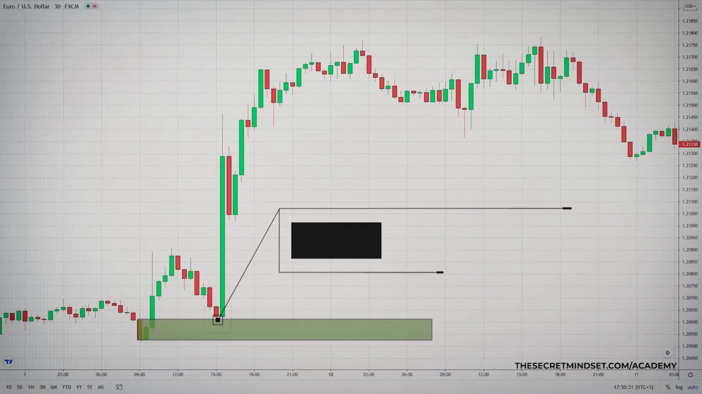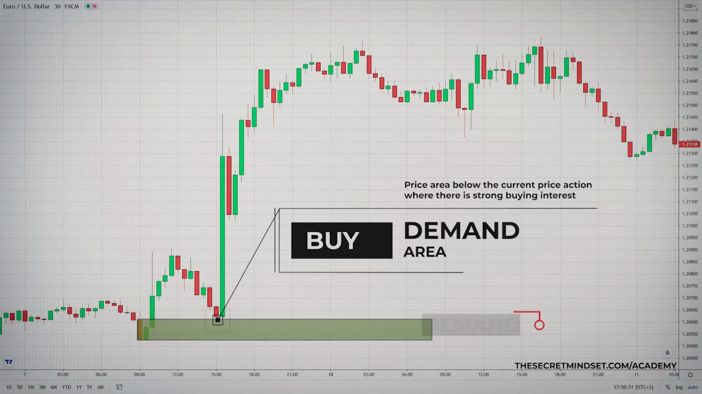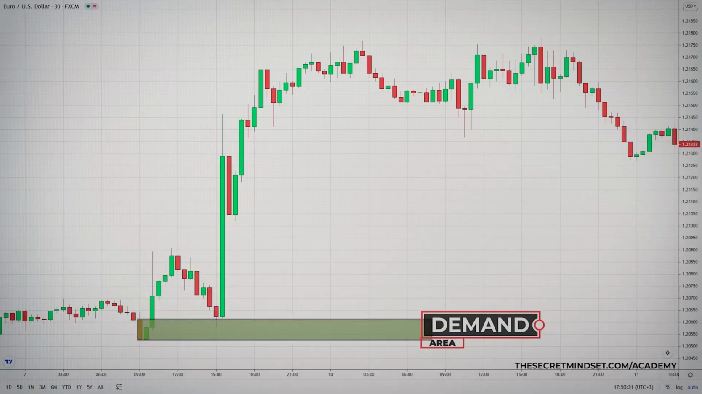A demand zone is a price area below the current price action where there is a strong buying interest. Looking at this chart, we can see that there was a lot of buying interest at this demand zone. For this reason, when the price reaches the level, you will notice a sharp price reaction from the demand zone.